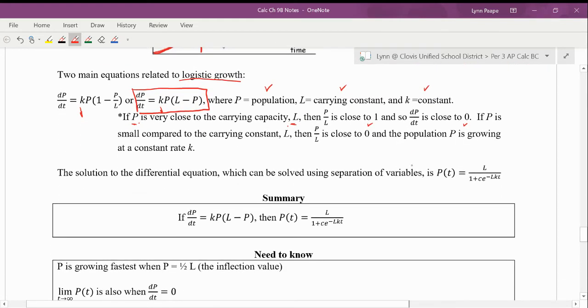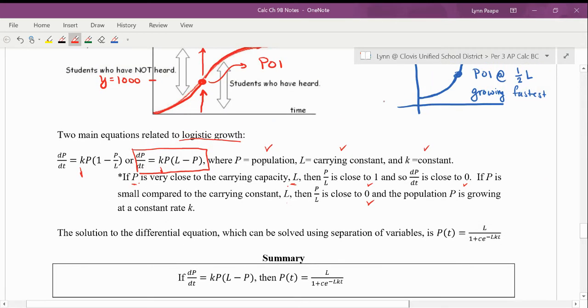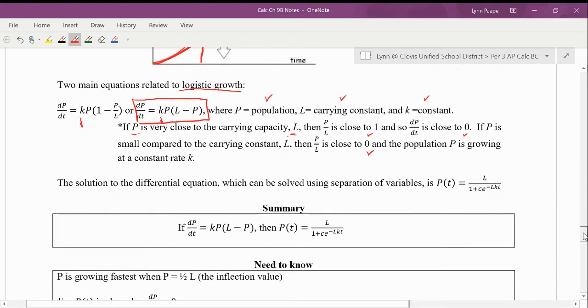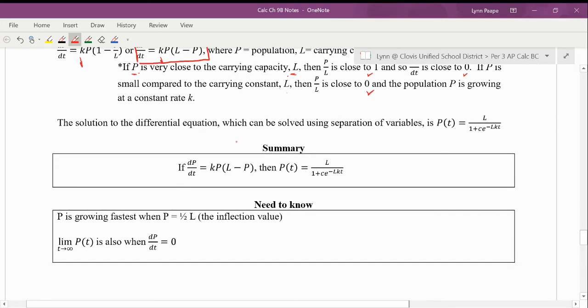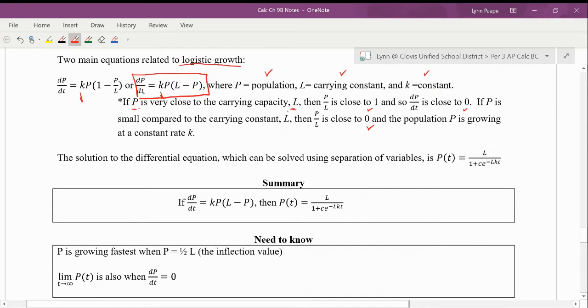All right. And then if P is small compared to the carrying constant L, then our ratio is close to 0, right? And so that would be down over here. Okay, so we can solve this differential equation. This is definitely in our wheelhouse. We definitely know how to solve this.